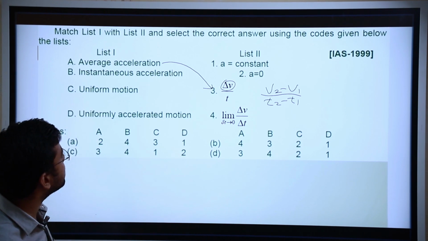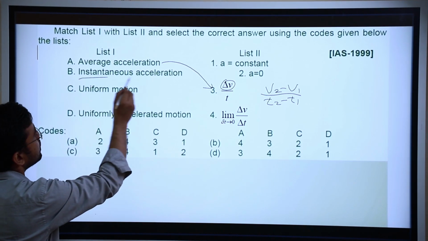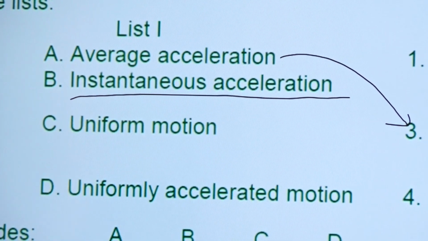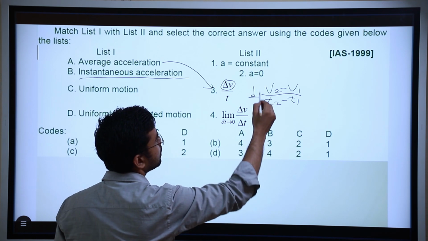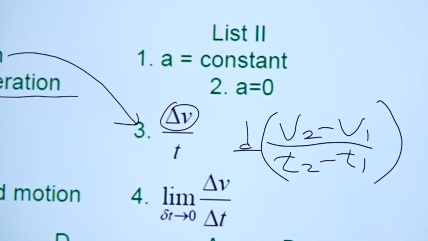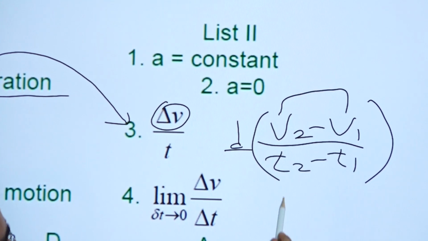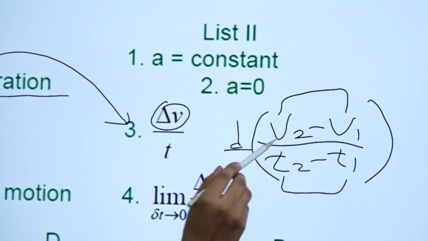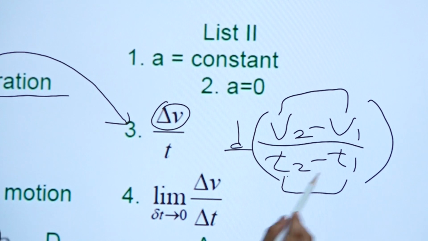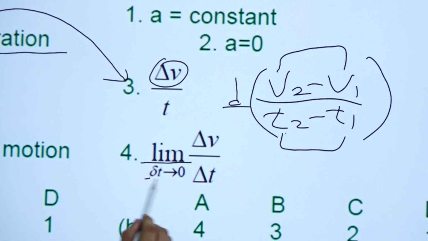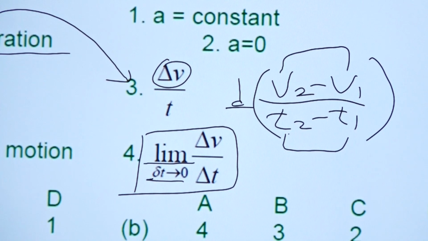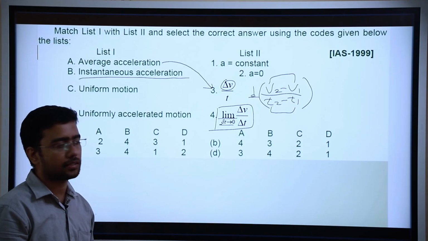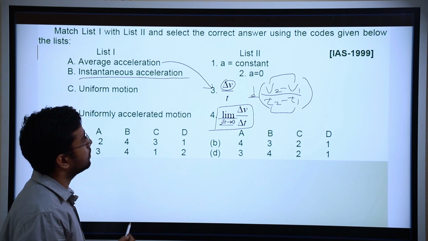The second one is instantaneous acceleration. Instantaneous acceleration means it is not average. So what will be instantaneous? When you differentiate, when you make v2 minus v1 very small and t2 minus t1 very small, then we get the limit delta t tends to 0 of dv by dt. That will be our instantaneous acceleration. Instantaneous means time is very small, that's why delta t tends to 0.